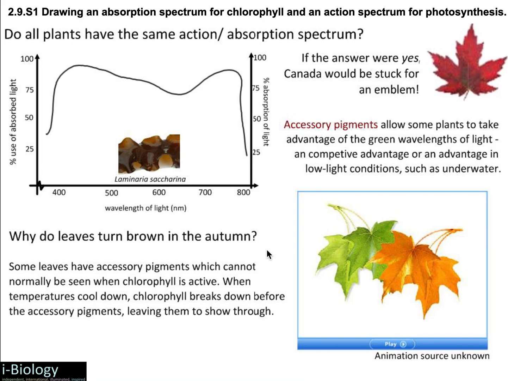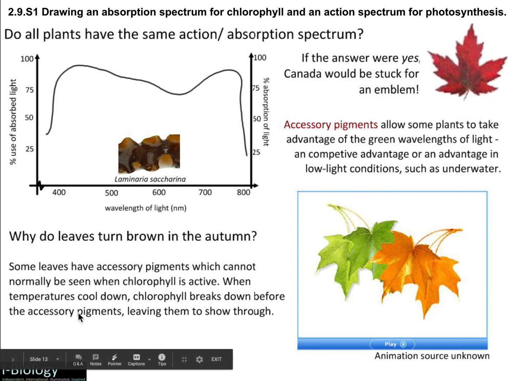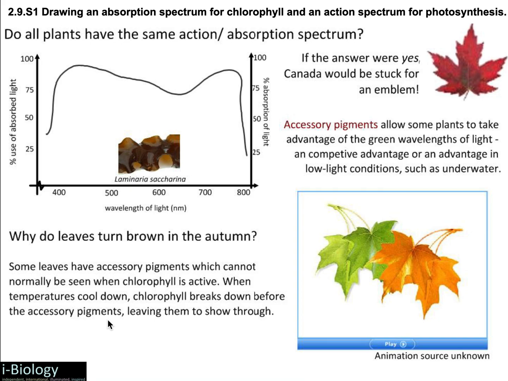Why do leaves turn brown in the autumn? Some leaves have accessory pigments which cannot be seen when chlorophyll is active. So when the seasons start to change, chlorophyll usually breaks down, and it'll come back in the spring and summer seasons. But in the fall and winter, it starts to break down, and the accessory pigments don't break down as fast, so they start to show through.